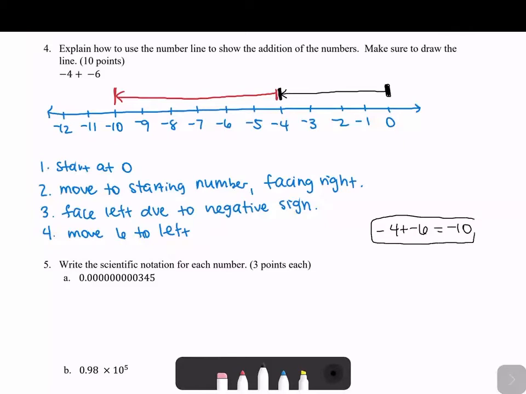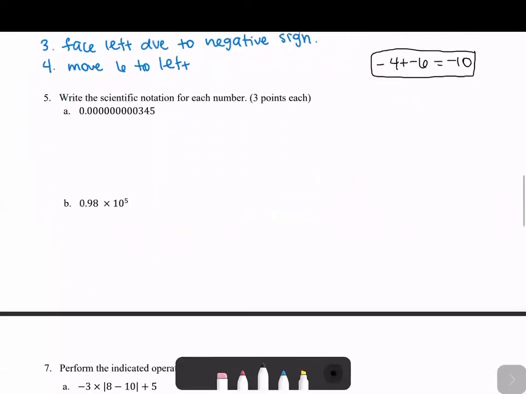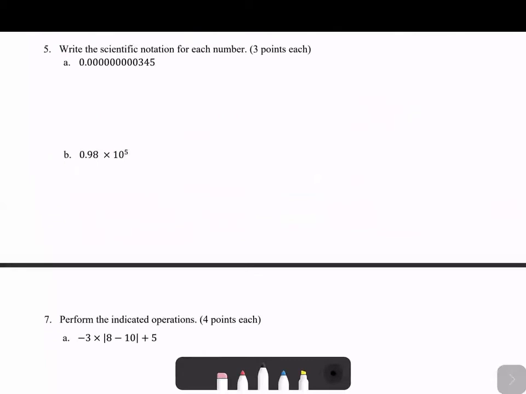Okay, so that's how we use the number line. Okay, so again, make sure you know how to do using all of the models and the algorithms to do all of the operations for the integers and the decimal numbers. So next, we're moving on to scientific notation. So we want to write these numbers in scientific notation.